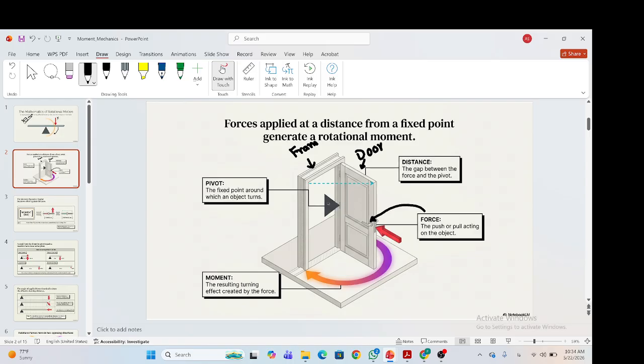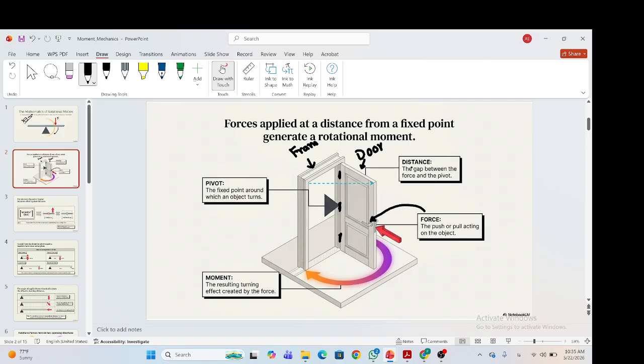For example, here we have what? This is exactly the point that joins the door with the frame. It is called the pivot, the fixed point around which an object turns. Okay, so of course this door will turn around these points. These 3 points are called what? Pivot, the fixed point around which the object may move.